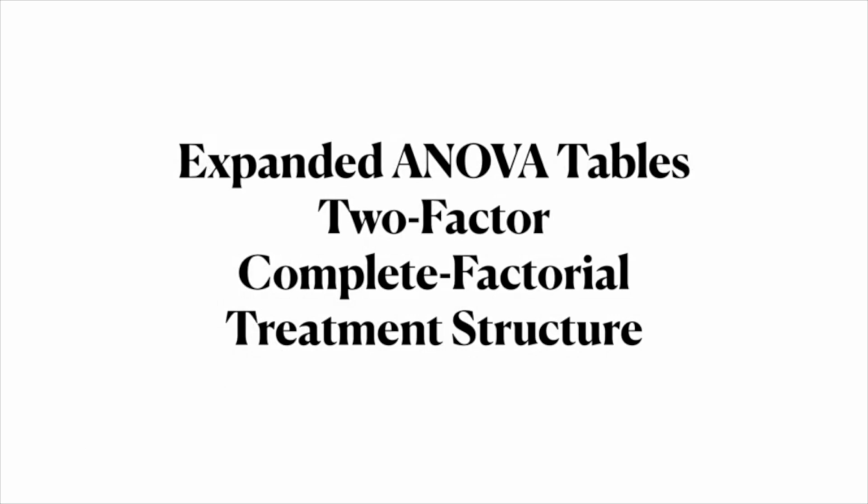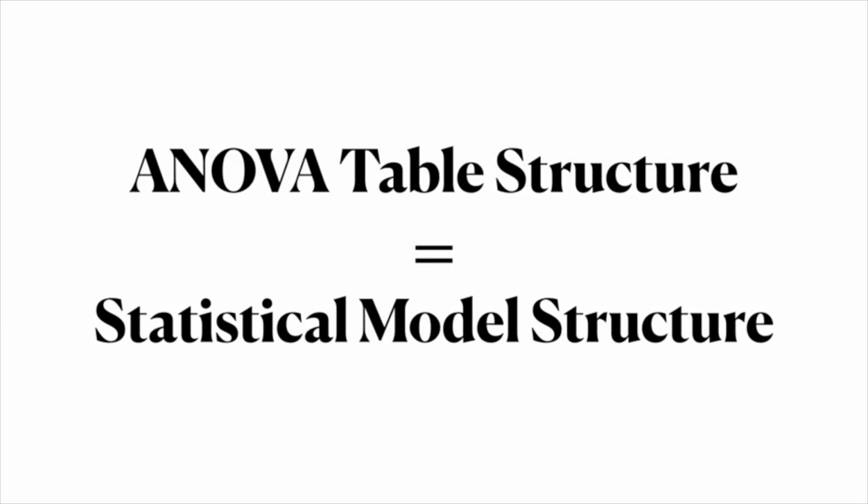All right, so in doing this, we're going to be expanding the initial ANOVA tables that we constructed. We're going to be taking those basic or condensed ANOVA tables that were constructed treating the treatment structure as a one-way treatment structure, and we're going to expand them into ANOVA tables that take into account the 2-factor complete factorial structure of our treatment structure. And as we do this, what I want you to keep in mind is this fact that we talked about before, that the structure of the ANOVA table corresponds to the structure of the statistical model.